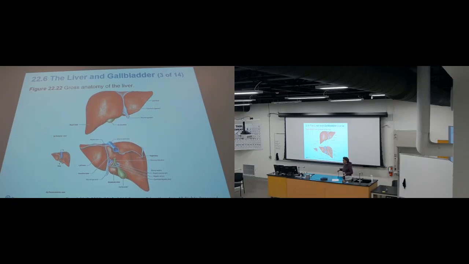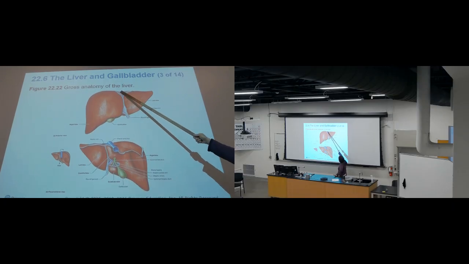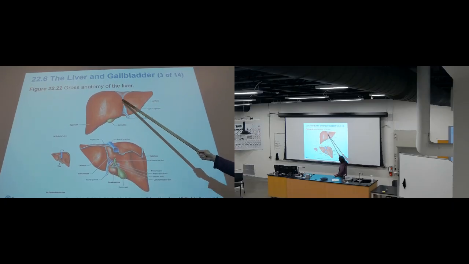Now for the liver, it is the largest gland that we have in the body, and is located in the right upper quadrant. Anteriorly, this is the anterior view. What you can see is this major lobe, the largest lobe in our liver, which is the right lobe. Underneath the right lobe, we have a storage for bile. This is the gallbladder.